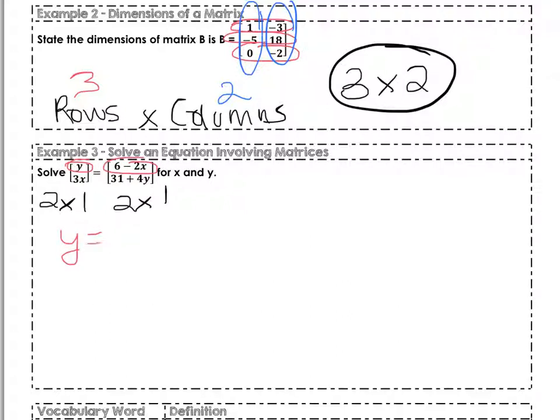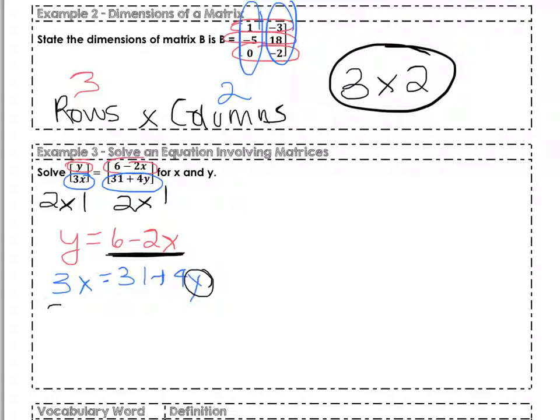So y equals 6 minus 2x. And then we also have 3x equals 31 plus 4y. One of the strategies for solving systems of equations is using substitution. So I'm going to substitute 6 minus 2x in for y. So 3x equals 31. I can barely read my iPad handwriting. Plus 4 times the quantity of 6 minus 2x.